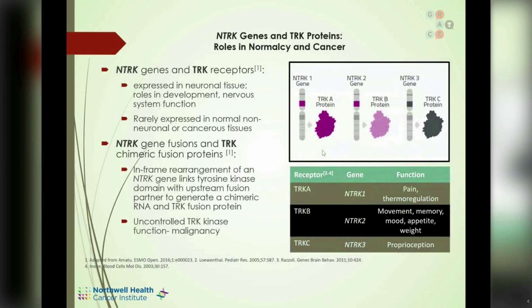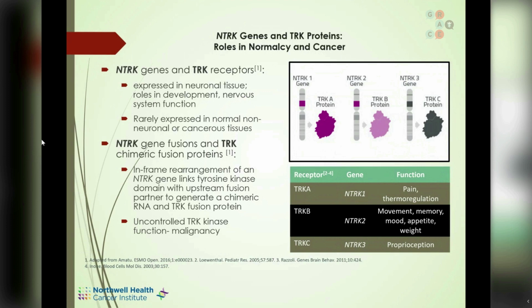Okay, so I am going to be talking to you about NTRK, or neurotropic tropomyosin receptor kinase gene fusions and TRK proteins. I just want to walk you through normalcy and cancer. So the TRK genes, or the NTRK genes, are important for neuronal development, for nervous system development. They are expressed in normal nerve tissue, and they have roles in development of nervous system and nervous system function. So on the right-hand side, I have a figure that tells you about the three genes that we'll be focusing on, the NTRK1, NTRK2, and NTRK3.